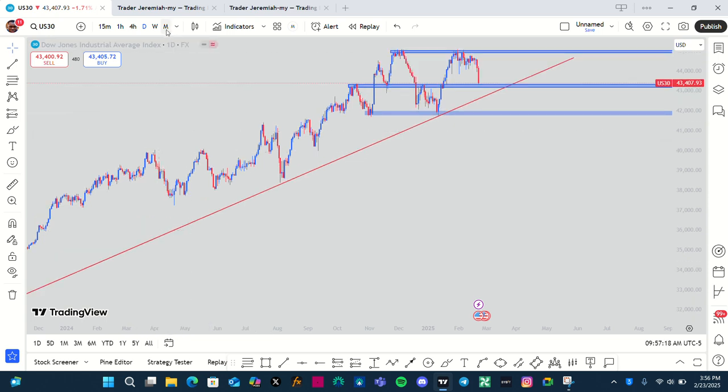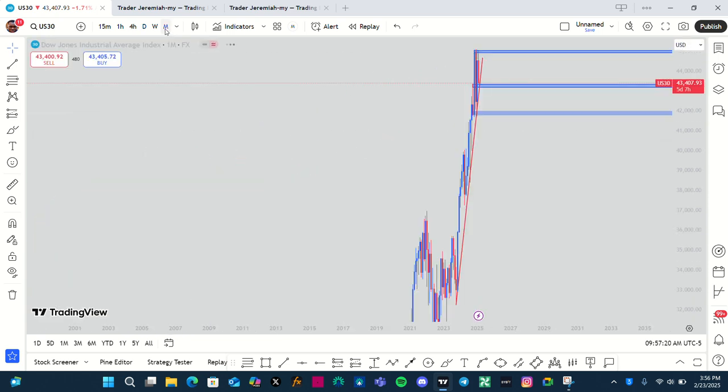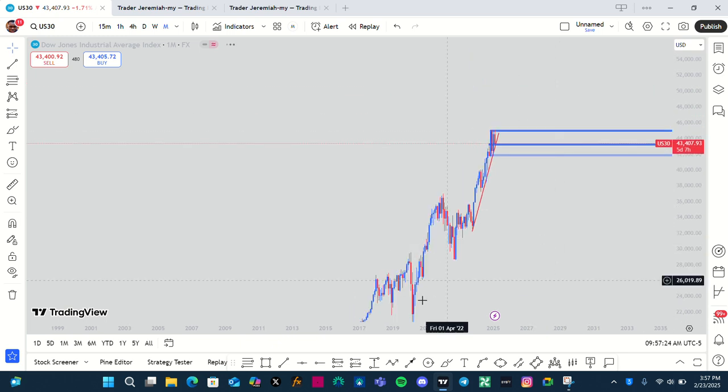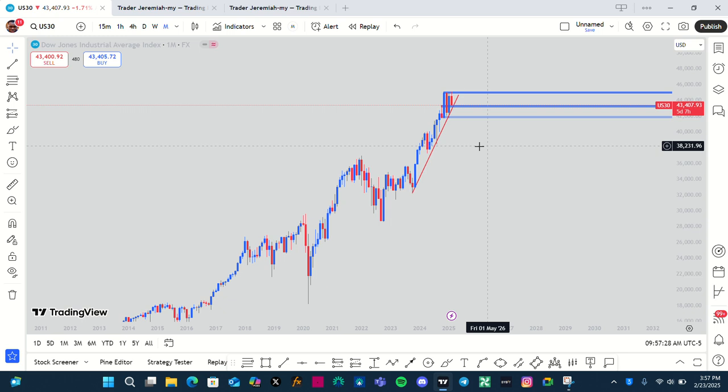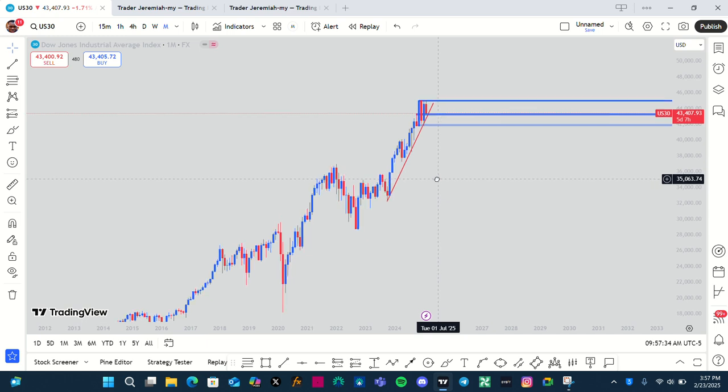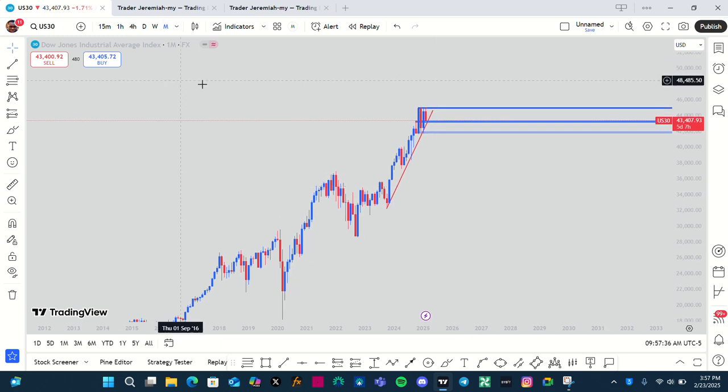So first things first, if you want to start your analysis, you will have to go to the monthly time frame to see the overall direction of the market, to see where price is heading. I'm currently on US30 at the moment. On this pair, price was trending to the upside. So I already identified the overall direction of the market on the monthly time frame.